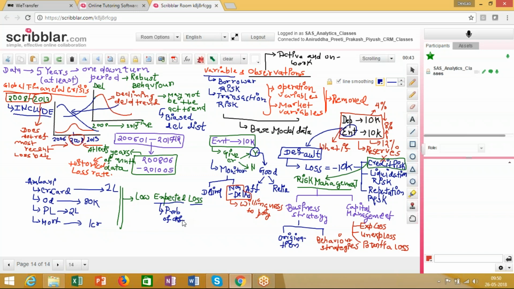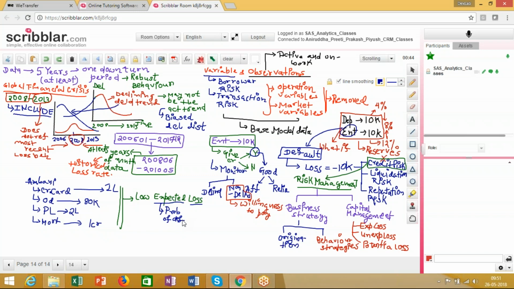Now coming to the loss. First of all, what will happen if an account goes into default? The moment the account defaults, the account will have some outstanding balance, right? Why am I saying the account is defaulting? The account is defaulting because it cannot pay back the entire money, and hence it will have some balance outstanding when it defaults.